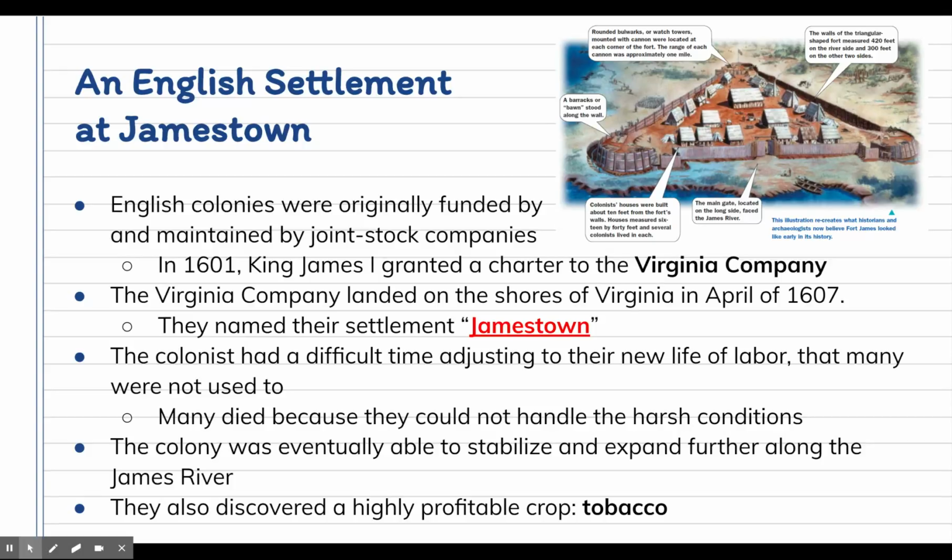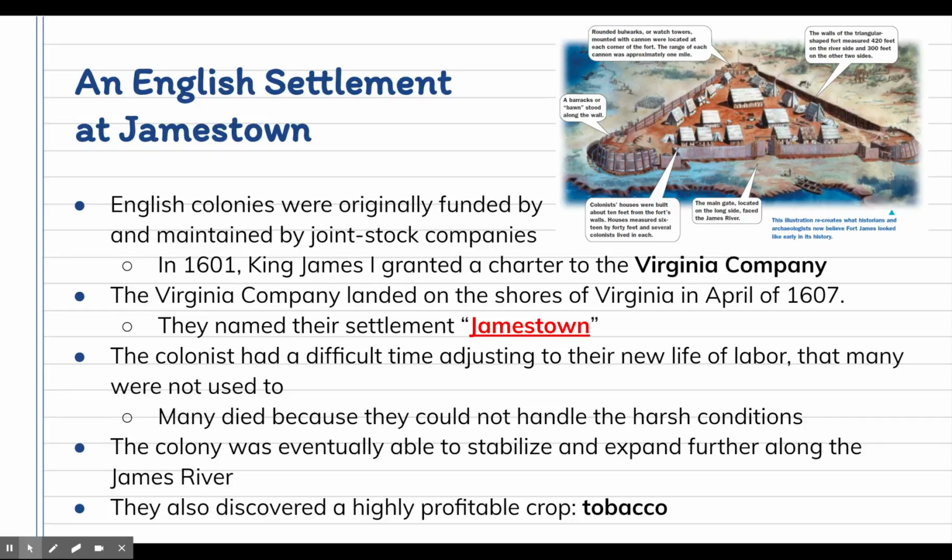The colonists had a difficult time adjusting to their new life of labor that many were not used to. So a lot of these colonists were merchants, businessmen, and they weren't the ones that did the hard work. But they're coming to these colonies. There is no food for them to eat. They have to farm the land if they want to eat. And so a lot of them didn't feel like that was their job. So if they didn't farm, food wasn't made. And so people began to die off. So many died because they could not handle these harsh conditions.